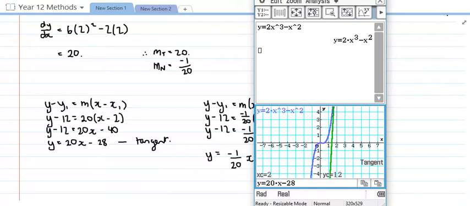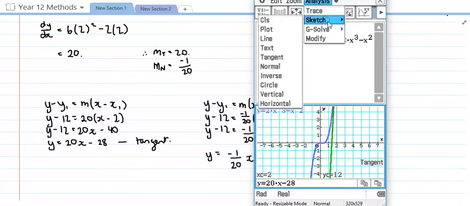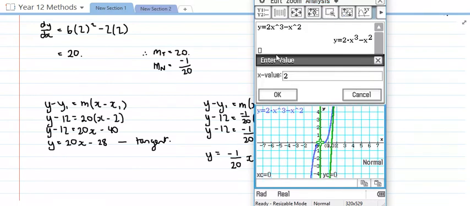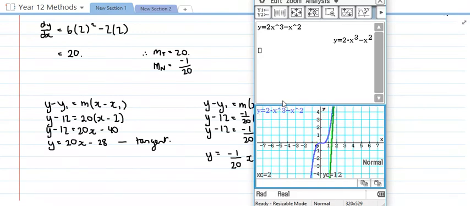And likewise, if I want to do the normal, just analysis, sketch, normal. Again at 2. We're not going to see this on the screen, but if I hit execute again, y equals -0.05, which is -1/20 x, plus 12.1, which is 121/10. So again, we have the correct answer. It's worked out well both ways, and you can see that that second way of doing it, using the calculator, is a much more efficient way.